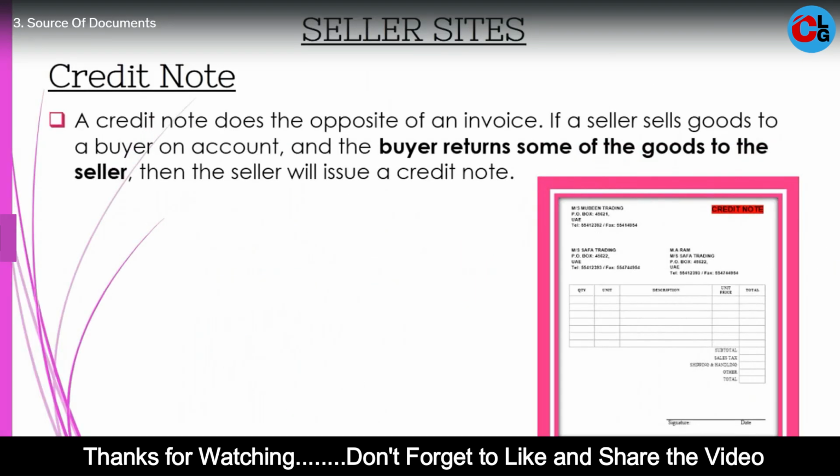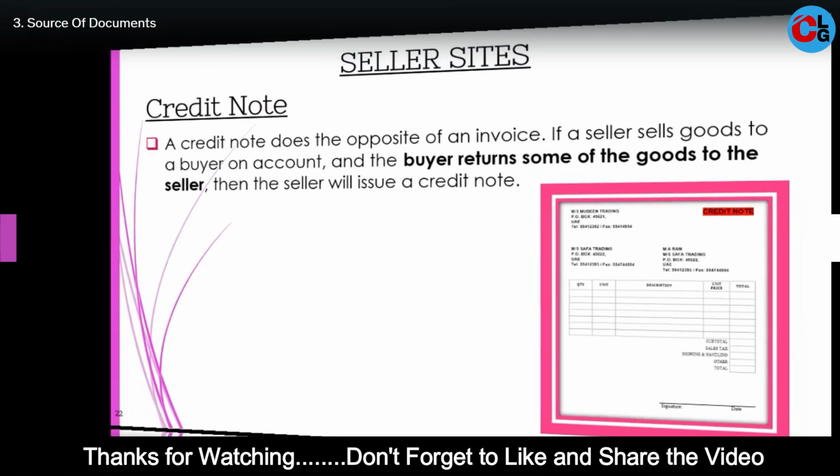The next source document is the credit note. Credit note, as I told you, if the buyers return some amount of goods, at that time the seller needs to create the credit note and send it to the buyers. A credit note does the opposite of the invoice. If the seller sells goods to a buyer on account and the buyer returns some of the goods to the seller, then the seller will issue a credit note. So the credit note symbol you can see in the slide.